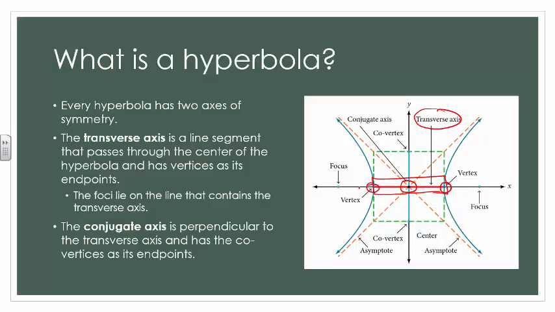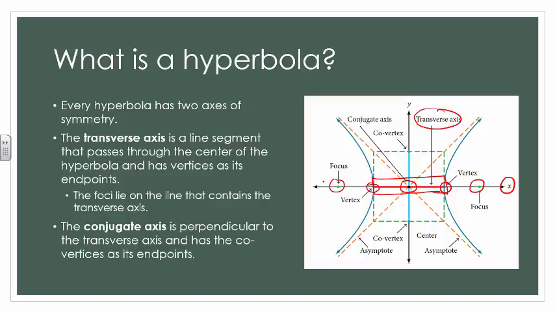Additionally, the foci lie on the line that contains the transverse axis. So in the picture to the right, that is the x-axis. That is the line that contains the transverse axis. So the foci lie along the line, and the foci are here and here, inside the curves of that hyperbola.